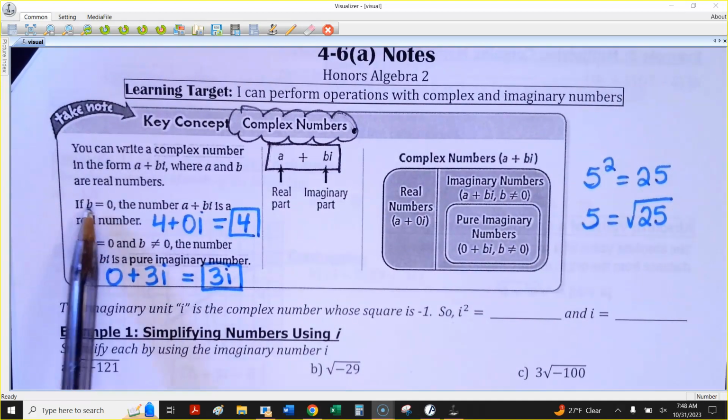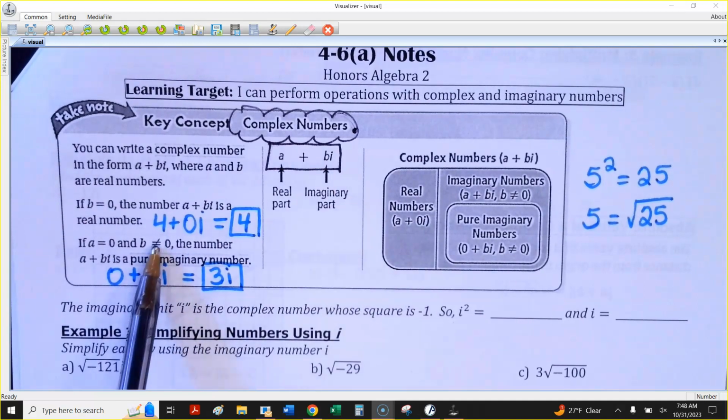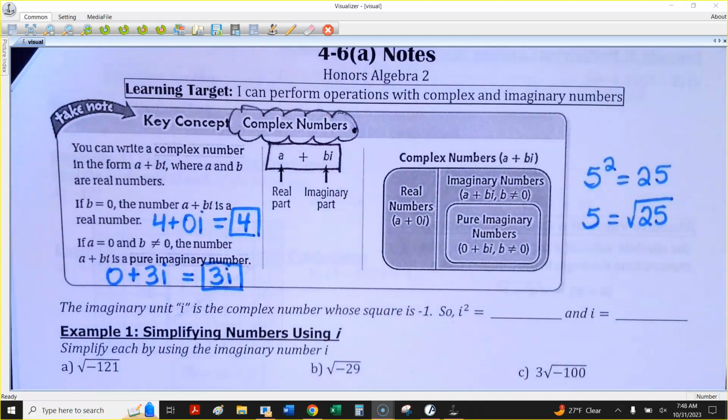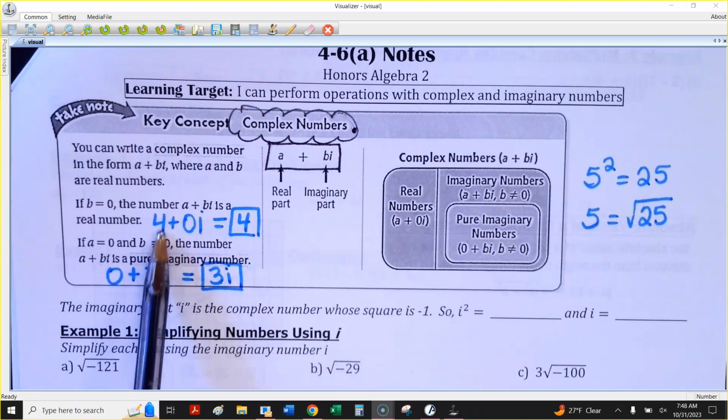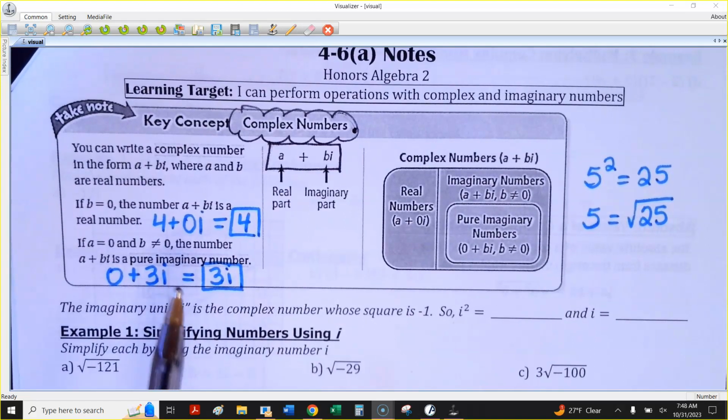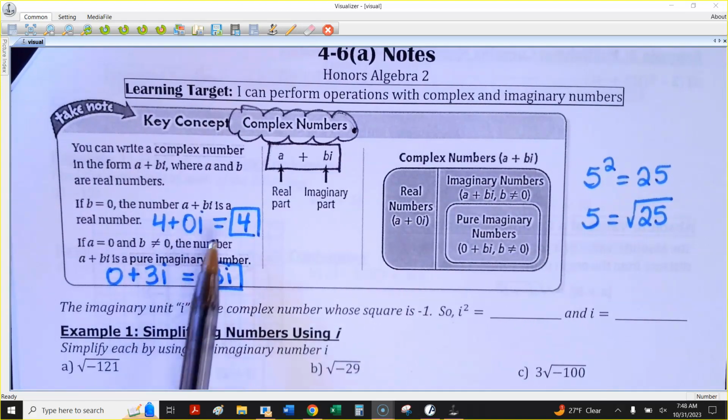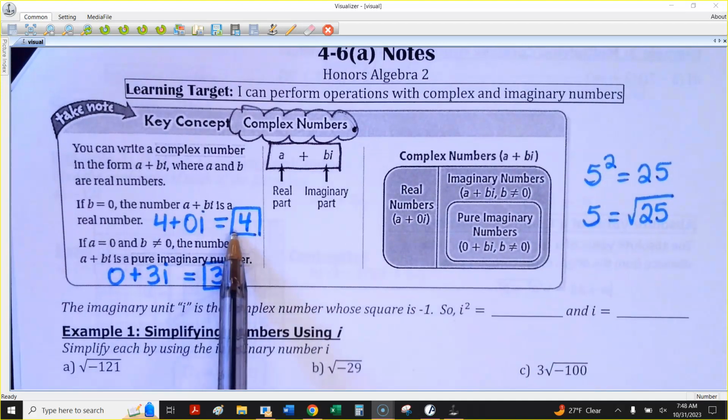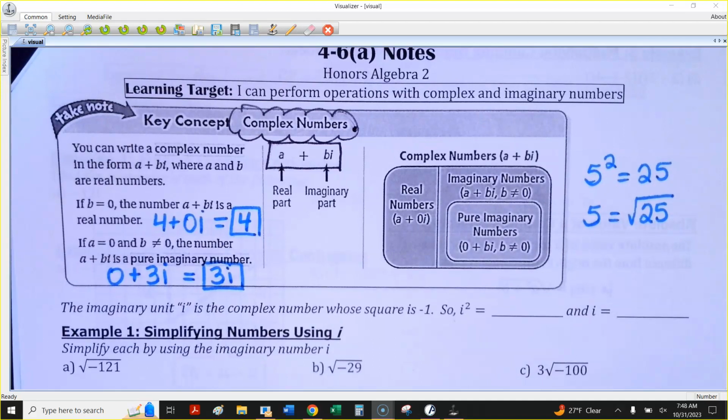If that b value is 0, these are numbers you guys are used to working with. The technical format to write it as a complex number, I could write it as 4 plus 0i. 0 times anything is 0, so this would really simplify to just be the number 4. So you can really write any real number you can think of in this format by just putting plus 0i, and it would simplify to that number that you've already seen.